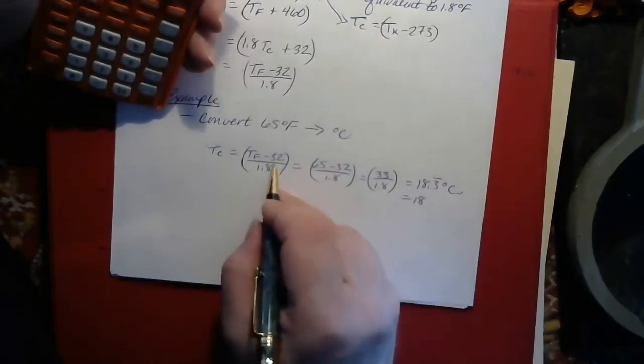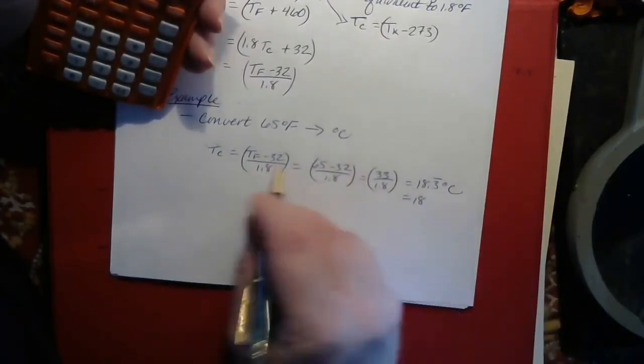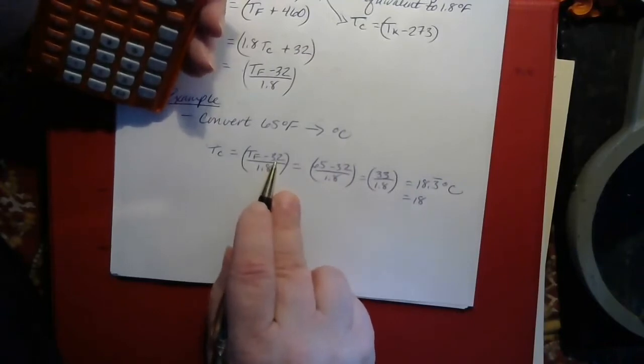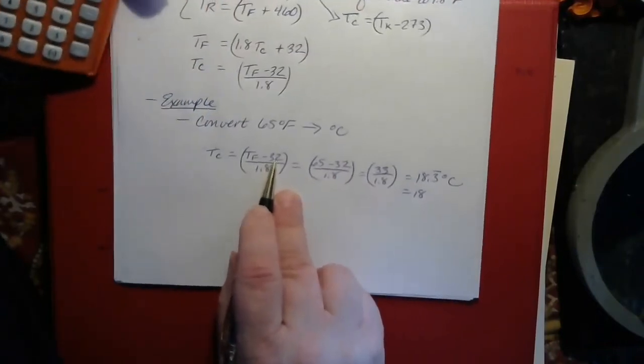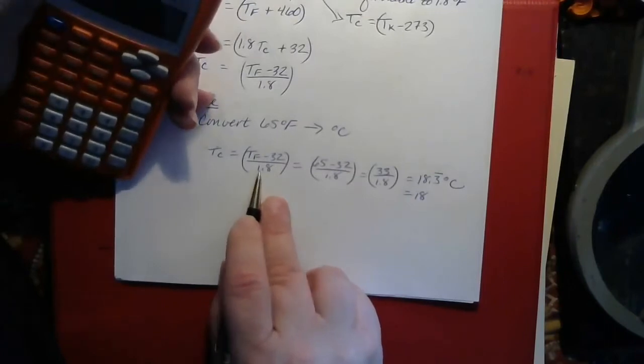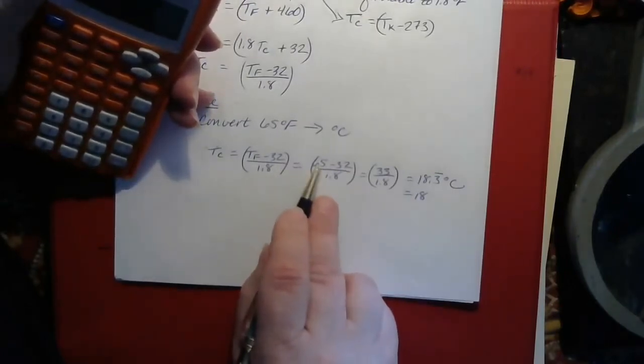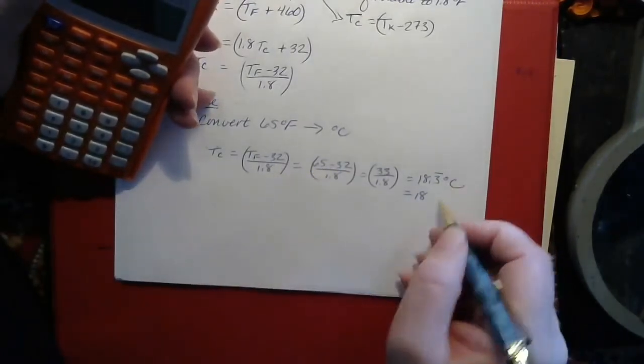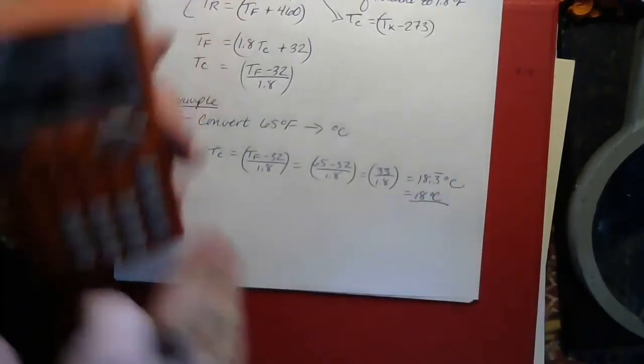In two significant figures, because that's what we had for all of these temperatures. Well, you could consider 32.0 to be an exact number, but the 1.8 is only two significant figures, and the 65 was only two significant figures. So we'll call that 18 degrees Celsius.